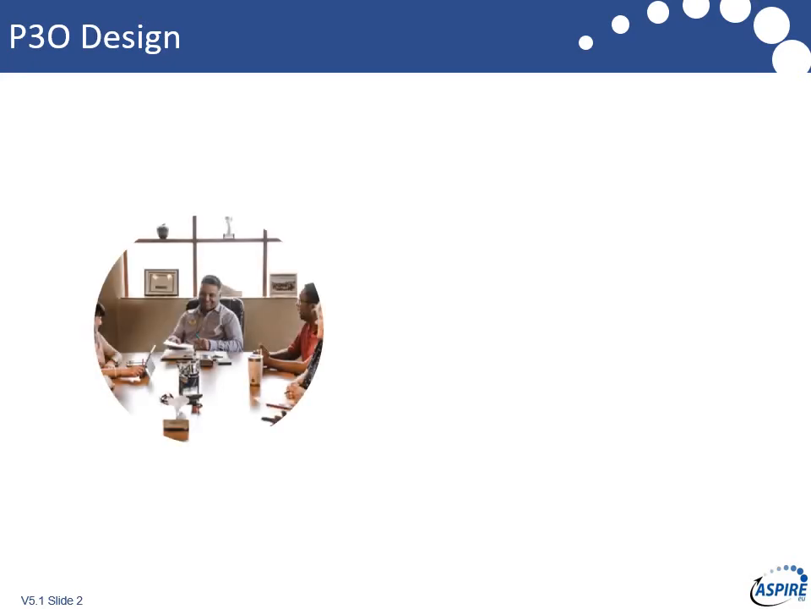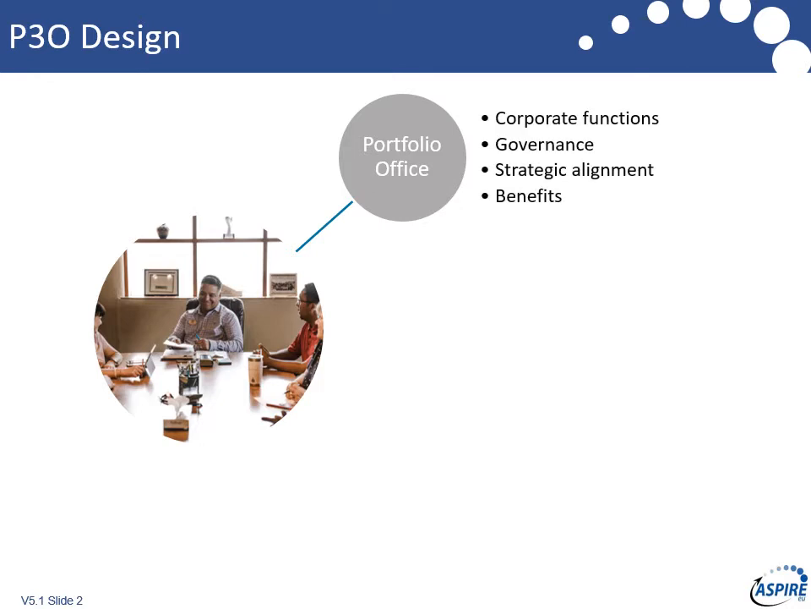So when we come to consider the design of our P3O environment, we've got to consider that there are a number of different functions that we need to build into this. So the first thing that we need to think about is the portfolio office itself. This is at the center of the whole model. And this one's the one that's providing governance across all project and program delivery in our organization.